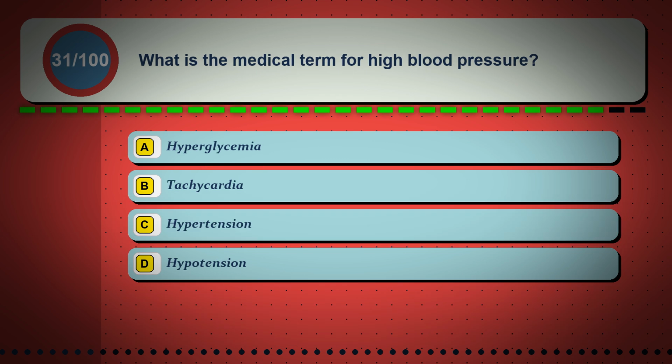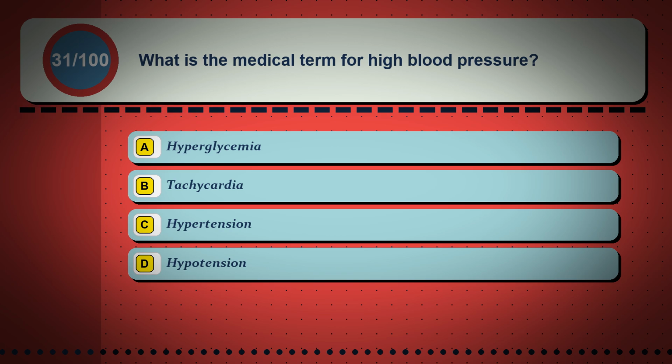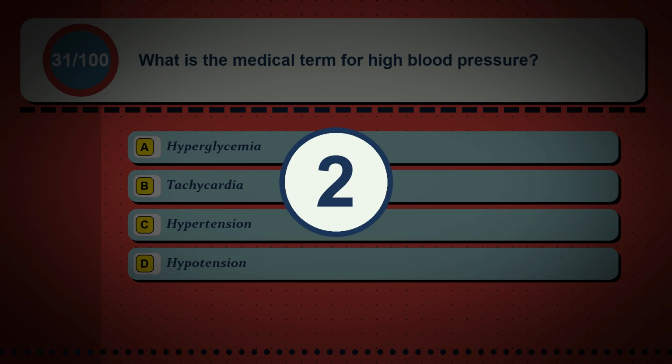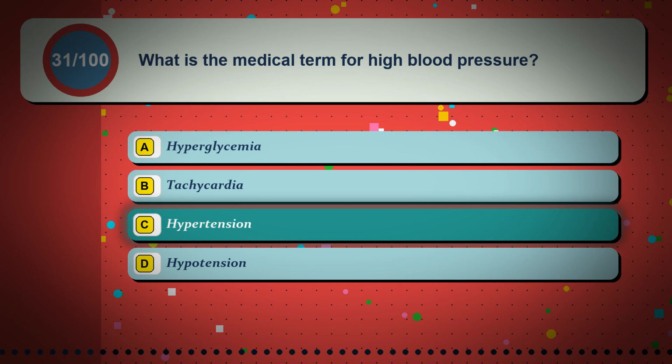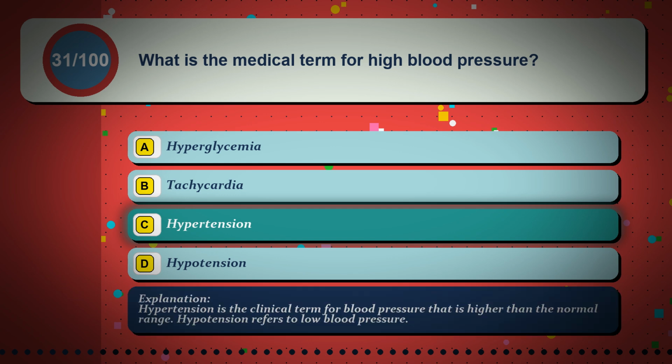Question 31. What is the medical term for high blood pressure? Option A. Hyperglycemia. Option B. Tachycardia. Option C. Hypertension. Option D. Hypotension. The correct answer is option C. Hypertension. Hypertension is the clinical term for blood pressure that is higher than the normal range. Hypotension refers to low blood pressure.